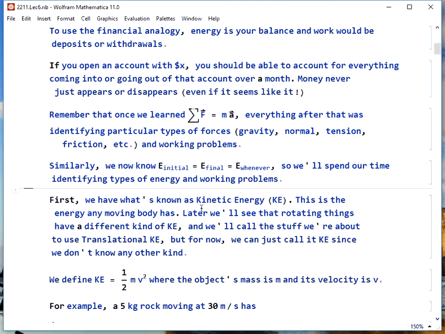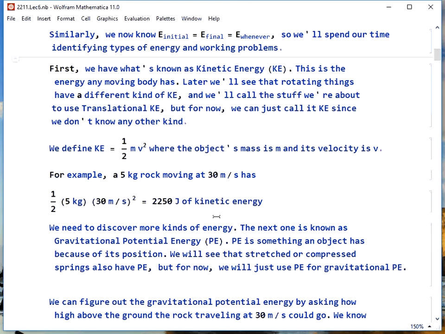So the first kind we're going to look at is kinetic energy. This is energy that any moving body with mass has. There's going to be a different kind of kinetic energy associated with rotating things, but that'll be a few chapters down the road. When we get to that, we'll call what we're about to do translational kinetic energy, but since this is the only kind we have right now, we can just call it KE. We define it as 1/2 mass times velocity squared, and for example, if we have a 5 kilogram rock moving at 30 meters per second, we can do the math and figure out that that's 2,250 joules of kinetic energy.